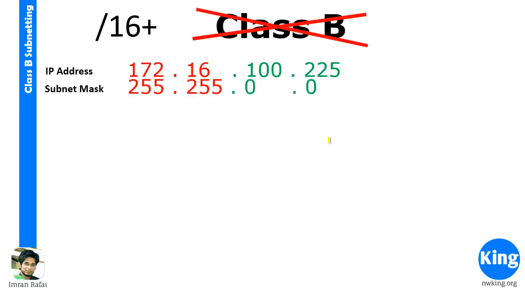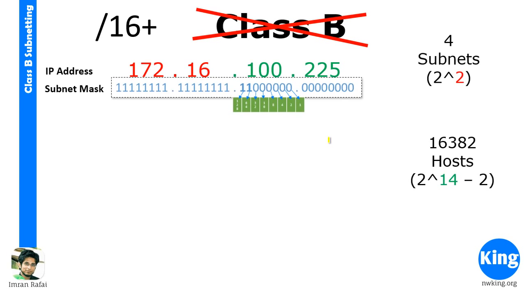172.16.100.225, the same IP address, but this time we're going to break it into 4 subnets. So from what we know already, to break a network into 4 subnets, we borrow 2 bits. This is the 2 borrowed bits. From the same formula, 2 bits is 2 to the power 2, which is 4 subnets, and 2 to the power 14, which is nothing but the number of zeros, minus 2, is 16,382 valid hosts.